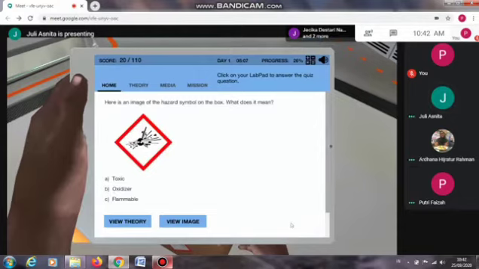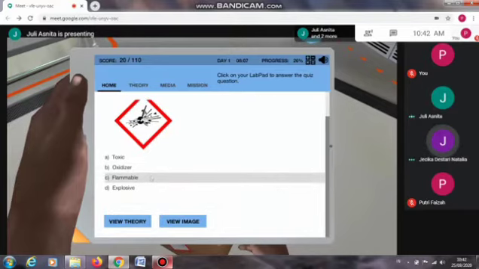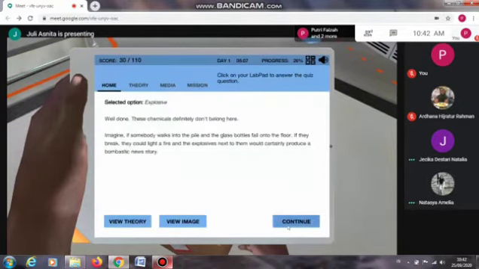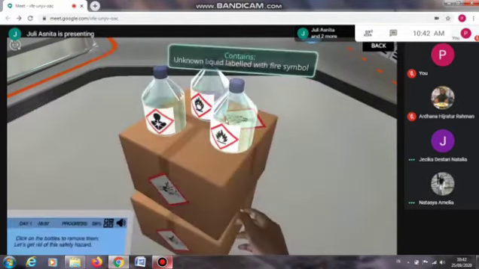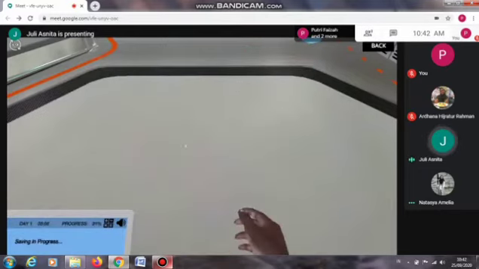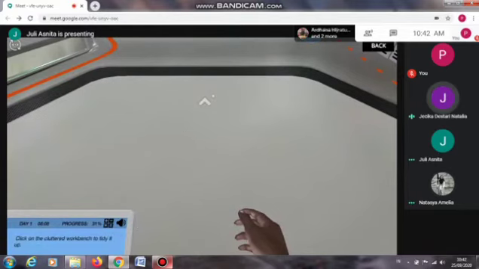Here is an image of the hazard symbol on the box. What does it mean? Option D, explosive. Well done. These chemicals definitely don't belong here. Click on the bottles to remove them. Let's get rid of this safety hazard. Gone.